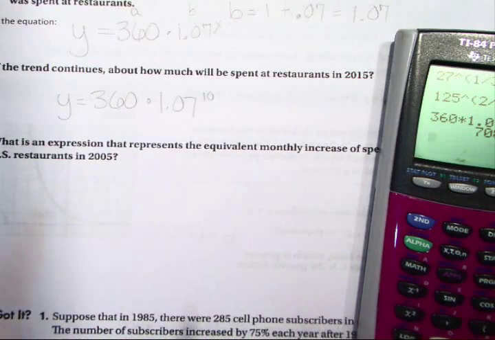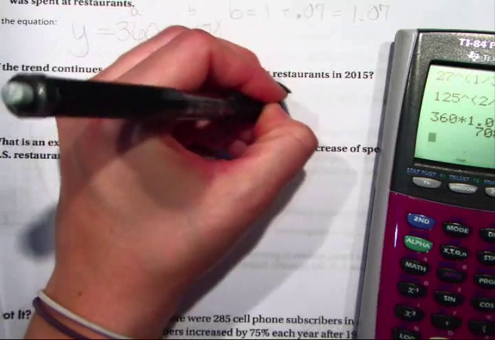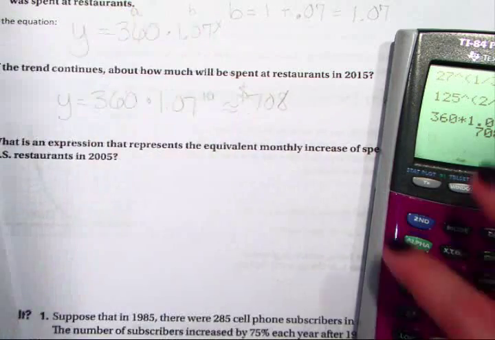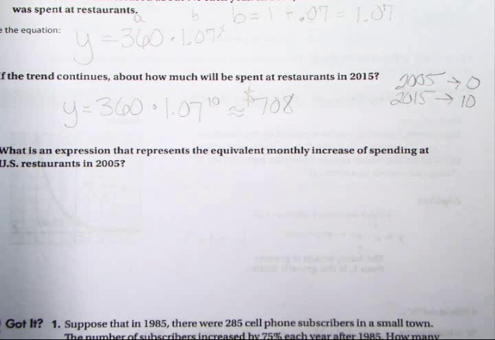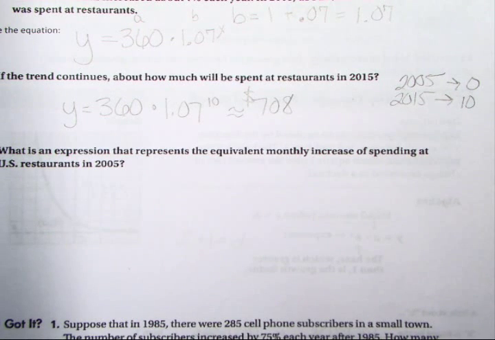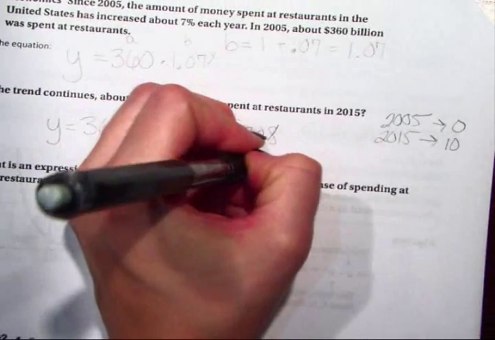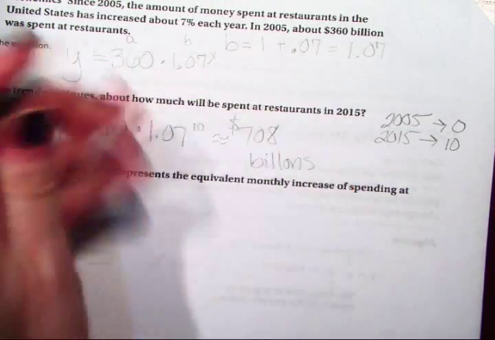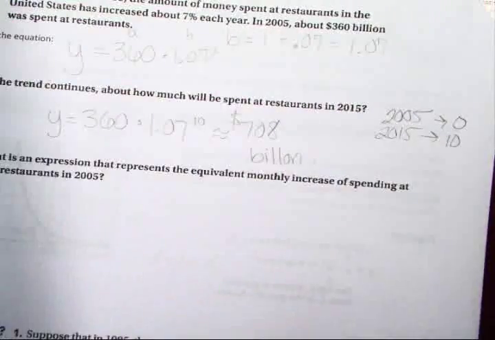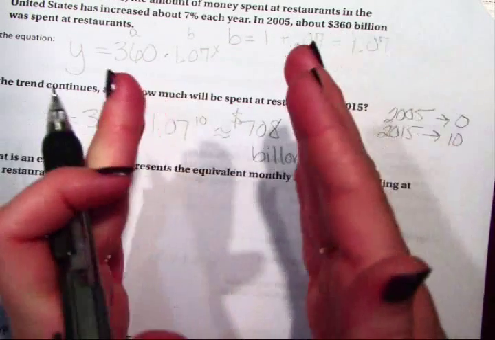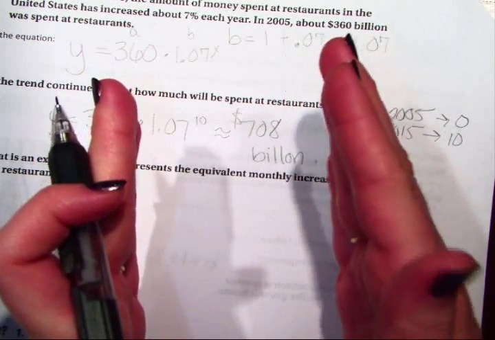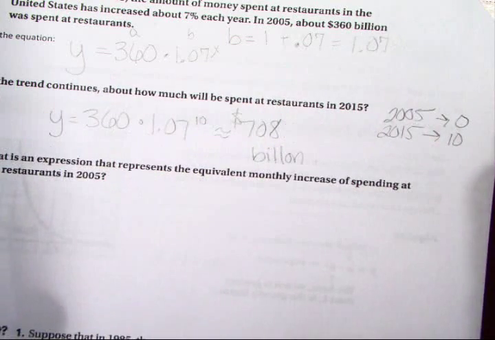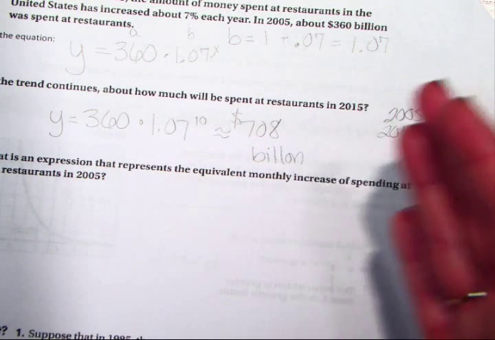So we get approximately, or in Mr. Lankus language, he calls that squeakles, 708, not just $708, 708 what? Billion. Billion dollars. That's a lot of money spent at a restaurant. Now that's kind of crazy, isn't it? Starts at 360 and increases 7%. In 10 years, we've gone from 360 billion to 708 billion.